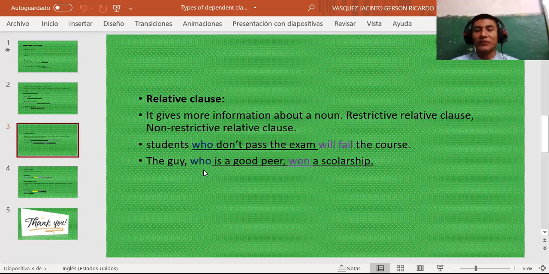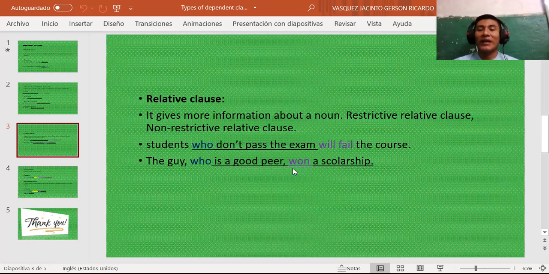So if you look at the first clue of this sentence, we have our dependent clause separated by commas. Commas mean that this relative clause is not essential, but it's also giving extra information regarding the noun, the guy. The guy won a scholarship. I understand the message that the guy won a scholarship, but I also want to give you extra information about the guy who is a good peer.